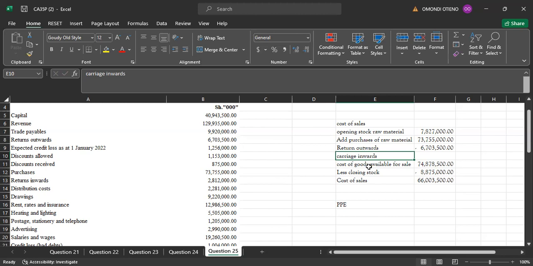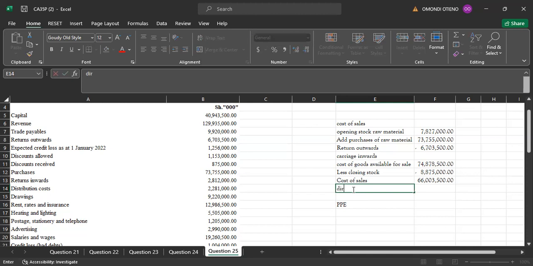Remember, raw materials, they are not selling, they are using them. So instead of cost of goods available for sale, we have it as cost of raw materials available for use. Then we less the closing stock of raw material, which was not used, for us to get the cost of raw materials used. Once you get the cost of raw materials used, we'll now come up here and add the indirect expenses. They are incurred in the manufacturing department, but they are not directly related to the material. So that's where we are going to have the labor, the direct labor.